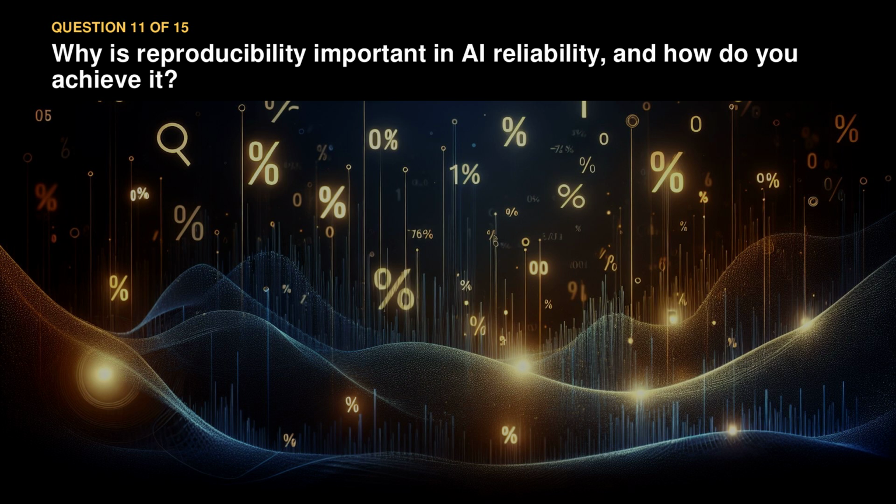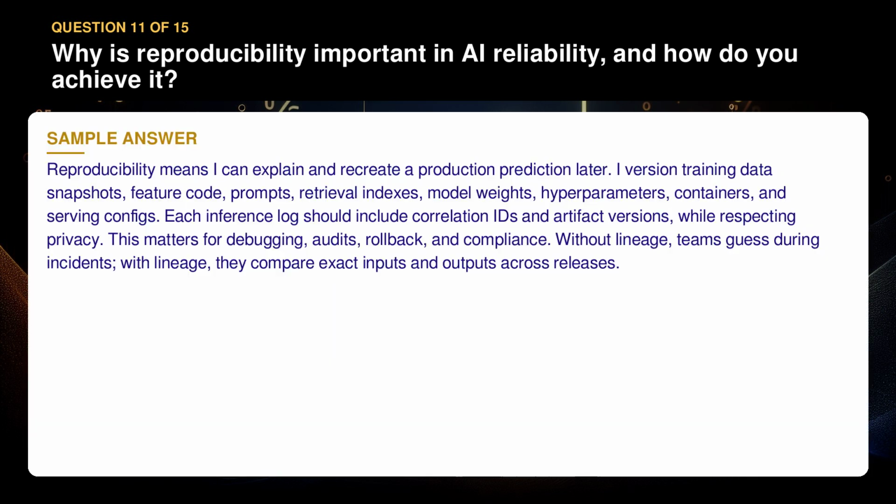Question 11. Why is reproducibility important in AI reliability, and how do you achieve it? Reproducibility means I can explain and recreate a production prediction later. I version training data snapshots, feature code, prompts, retrieval indexes, model weights, hyperparameters, containers, and serving configs. Each inference log should include correlation IDs and artifact versions, while respecting privacy.